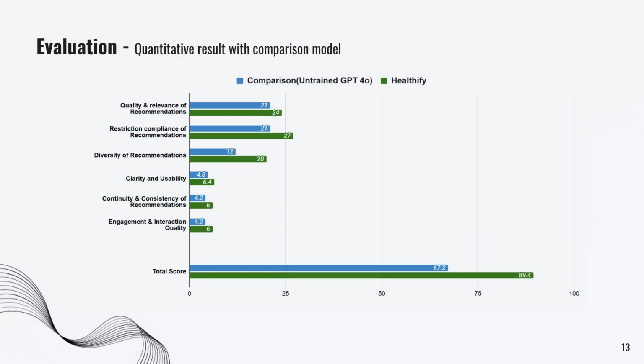After introducing the evaluation metric, let's see how our model behaved compared with the untrained GPT-4 model. As you can see here, with the same user input, our model outperformed the comparison model in the aspects of quality, restriction compliance, and diversity of recommendations. Therefore, our model got a total score of 89.4%, with respect to only 67% achieved by the comparison model. Therefore, we can say that our model is successful in achieving our proposed goals.